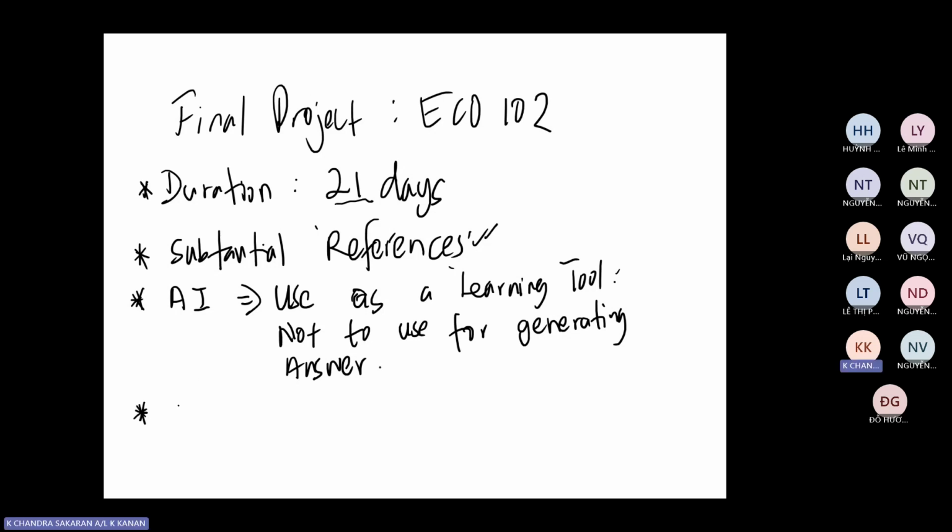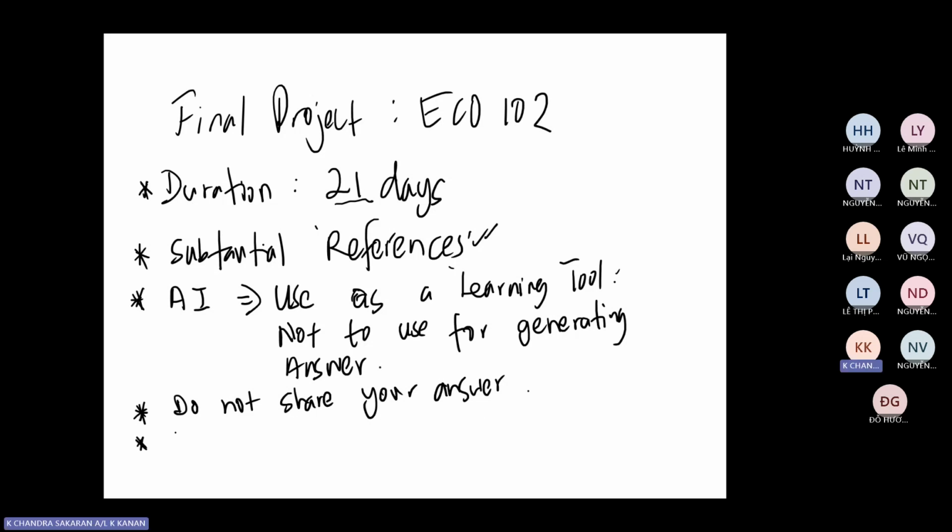Do not share your answer with your friend, because if you share your answer, your similarity index will be very high. The answer is for you. Keep it for yourself. So this is very important.